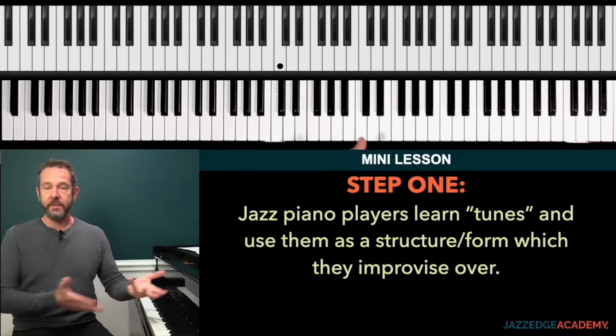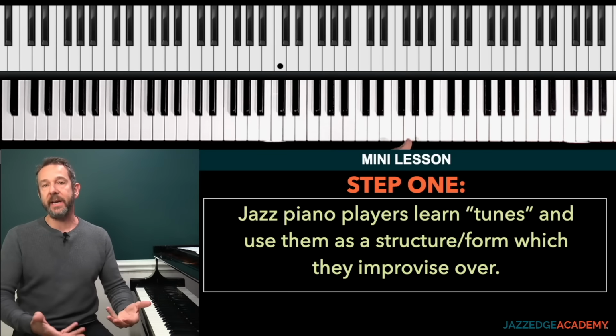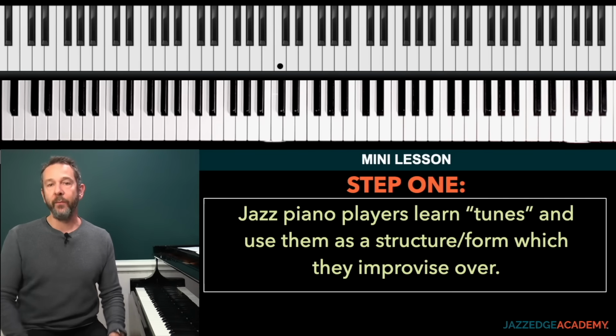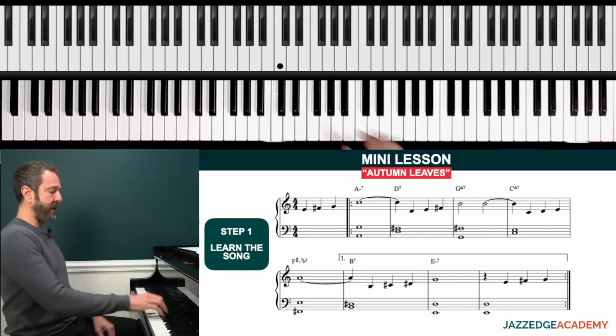In step 1, when it comes to improvisation, you have to learn a song. Jazz musicians use these songs, these lead sheets, these jazz standards as the structure and form that they improvise over. So we're going to be using Autumn Leaves. Sounds like this.